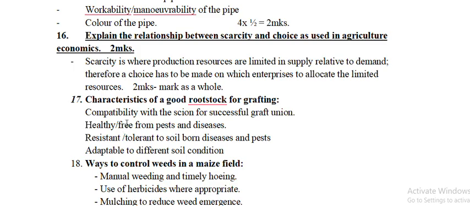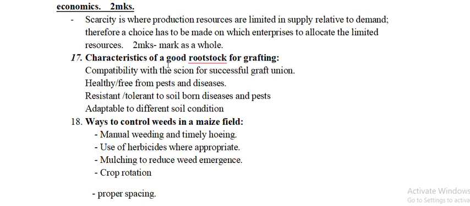Question 16, explain relationship between scarcity and choice as used in agriculture. Scarcity is where production resources are limited in supply relative to demand. Therefore, a choice has to be made on which enterprise to allocate the limited resources.